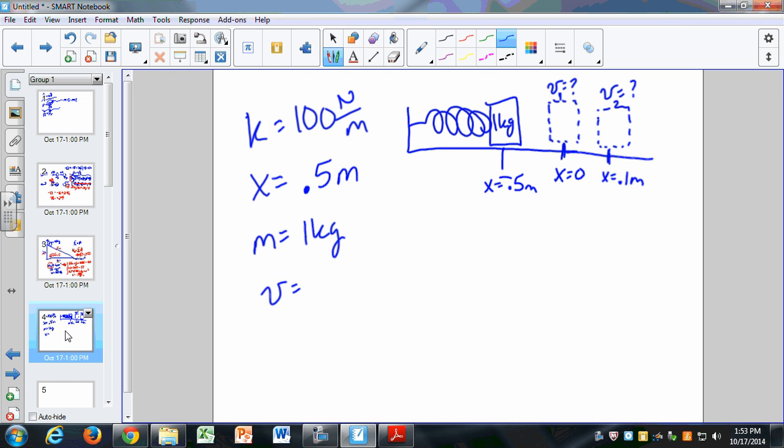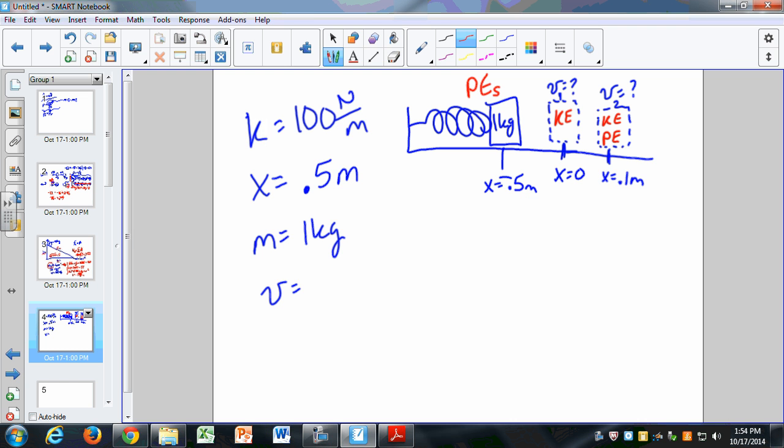In both of these cases, at this point, I have only potential energy. That's elastic potential energy, not gravitational potential energy. At this point, I only have kinetic energy, right? Because the spring now is at its equilibrium position. And then at this point, I have both kinetic energy and potential energy. And all three of those energies have to be equal by this law of conservation of energy. Okay?